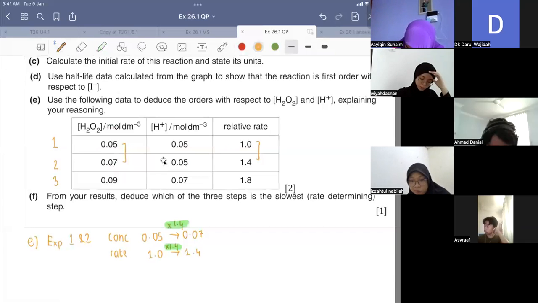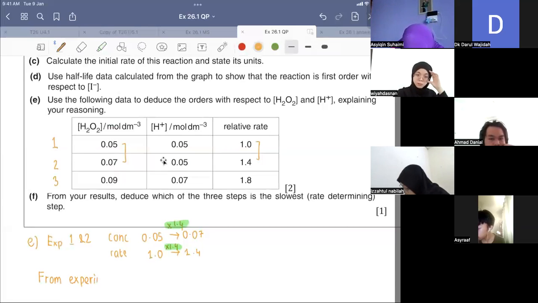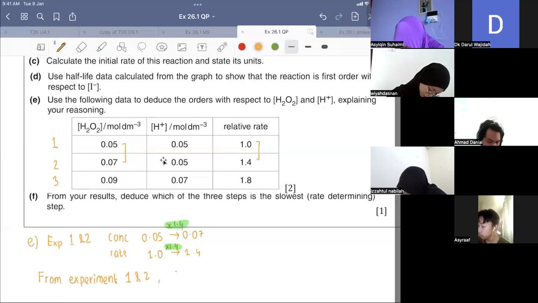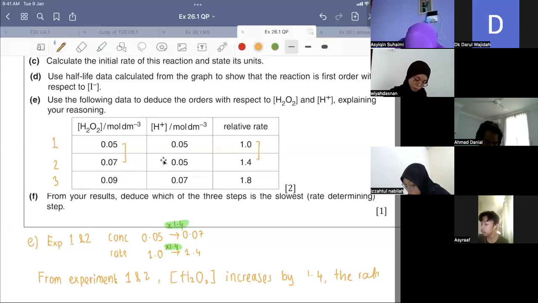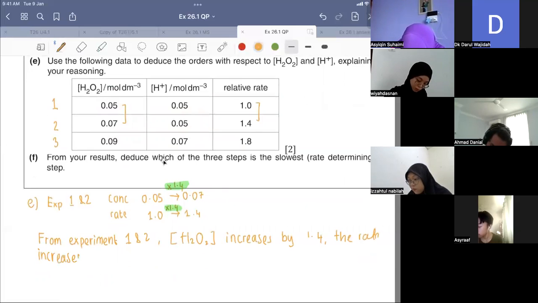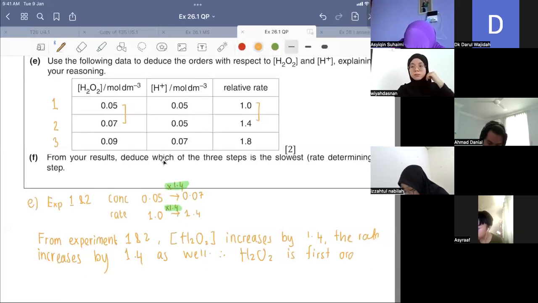So that means H2O2 is first order. Okay, so how to explain? From experiment one and two, you have to mention which experiment you are using to deduce the order. Okay, from experiment one and two, the concentration of H2O2 increases by 1.4. The rate increases by 1.4 as well. Therefore, H2O2 is first order. Done. Okay, if you can see it from the table, times 1.4, the relative rate is also times 1.4.